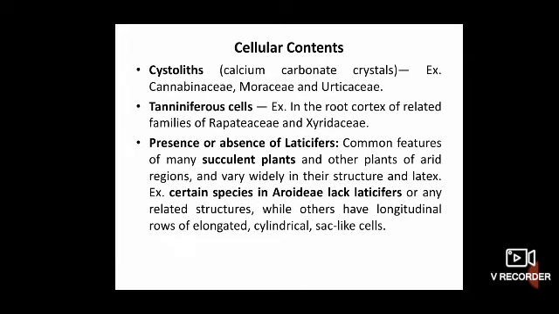Cystoliths. They are nothing but calcium carbonate crystals found in Cannabinaceae, Moraceae, Urticaceae, etc. Tanniferous cells. The presence and absence of tanniferous cells in the root cortex of related families of Rapateaceae and Xyridaceae can be used as a systematic criterion.